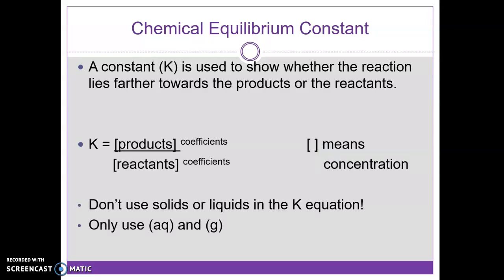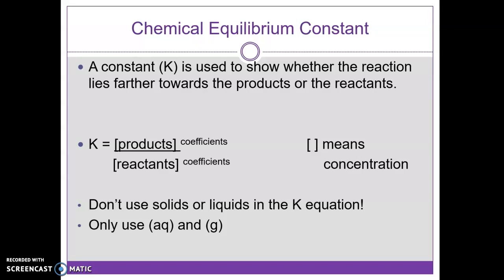So here's the equation. This is not in your reference packet, so you do need to be able to set this equation up. K is equal to the products over the reactants. So products are going to go on top, reactants go on the bottom, and you're going to raise them to the power of their coefficients. So remember, those coefficients are the big numbers in front. You're going to make those be the exponents.